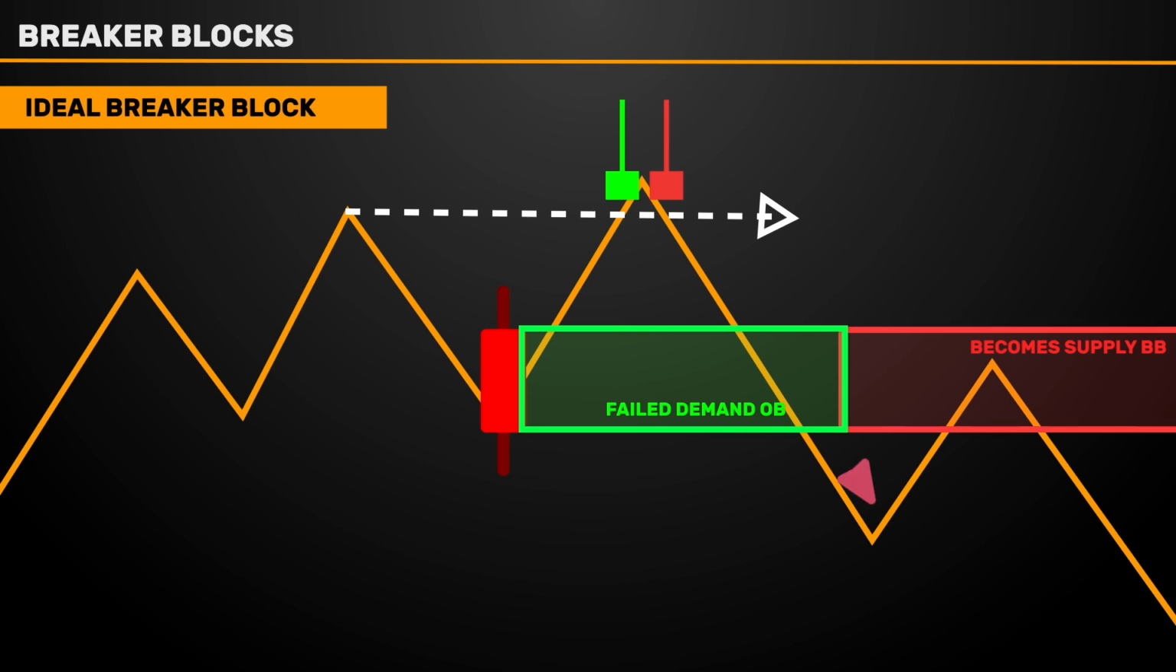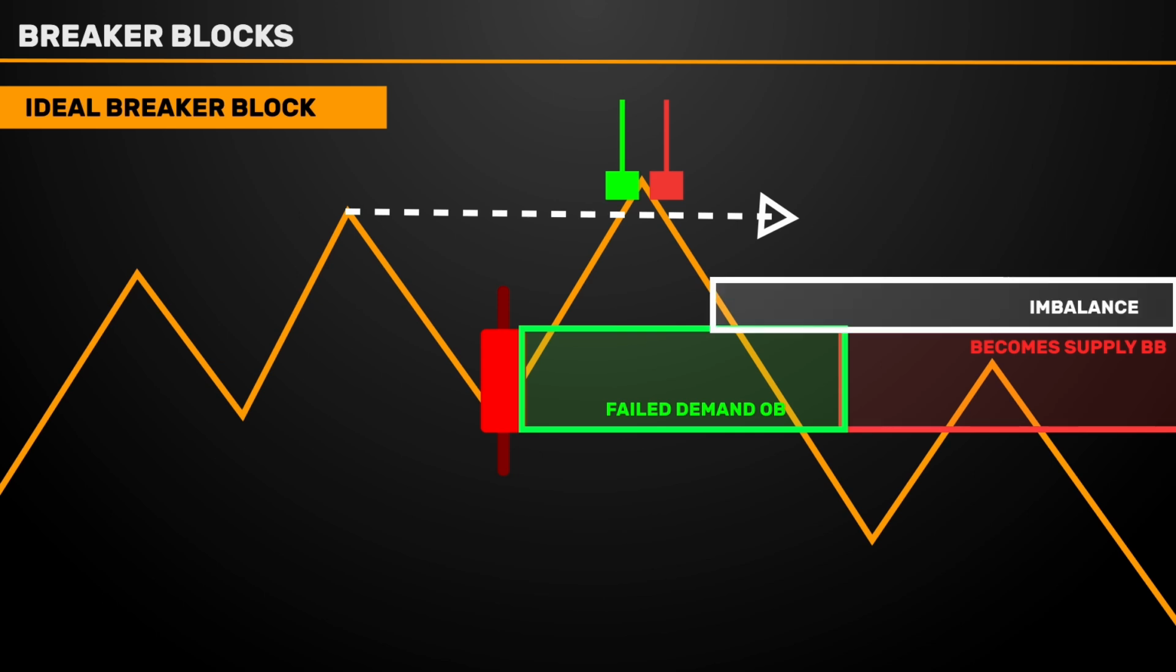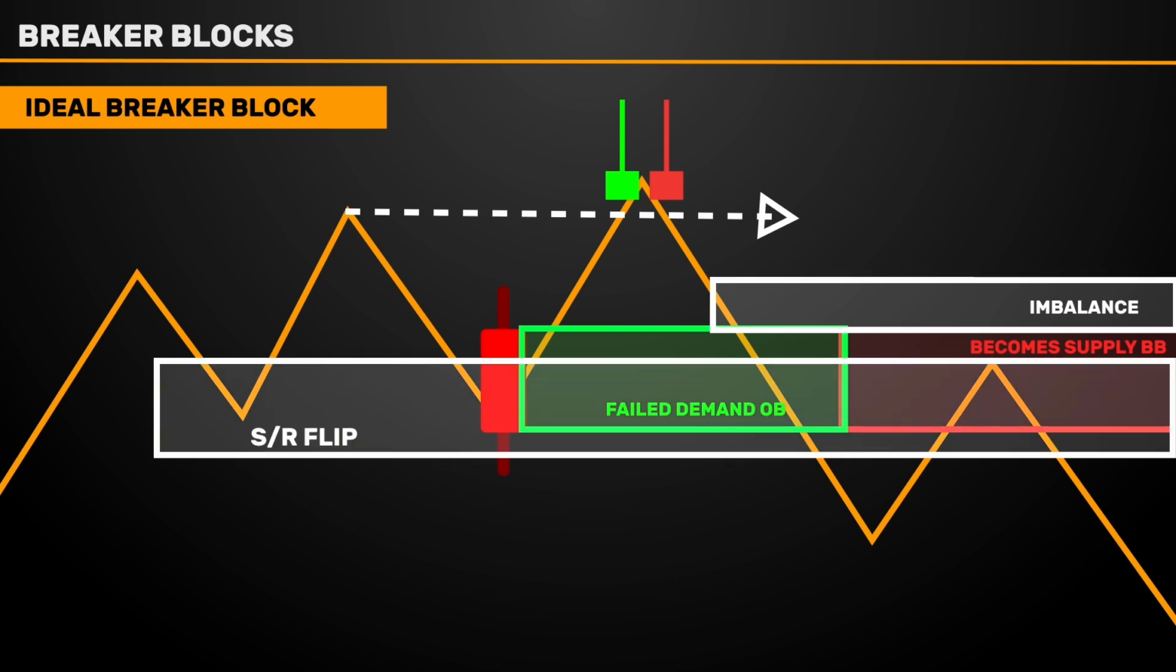2. Strong reversal break. We need to see a strong reversal break, breaking this failed demand or supply area. 3. Imbalances. Identifying imbalances in this strong reversal break is always a good sign. It gives me more confidence in the setup. 4. SR flip. If you can also spot a support resistance flip, this could be the cherry on top. Based on my experience, these work great.